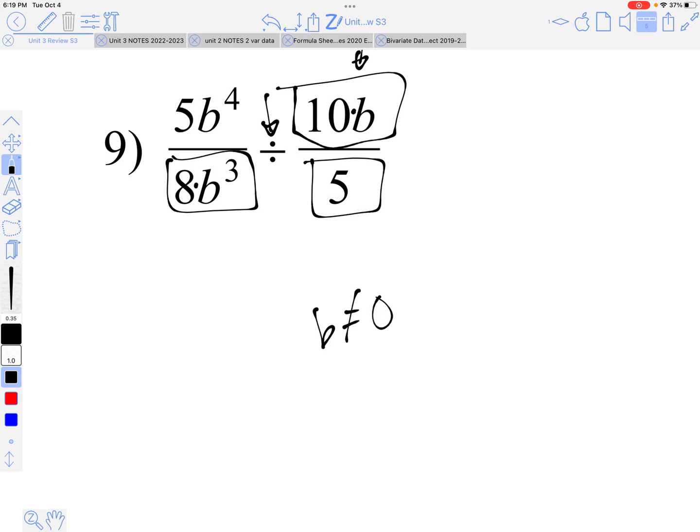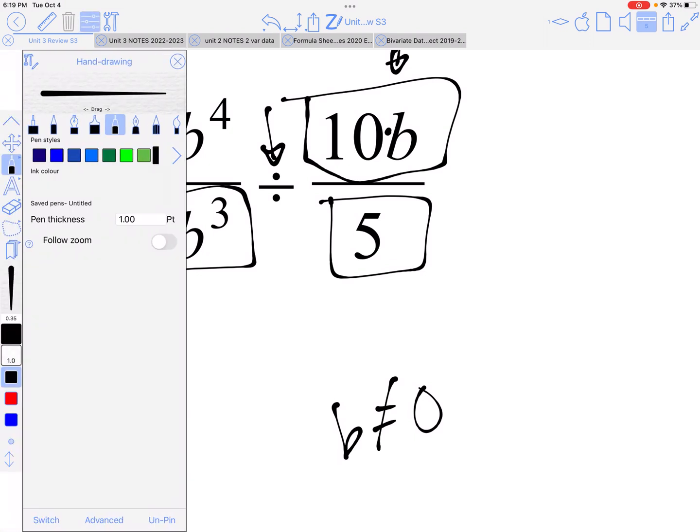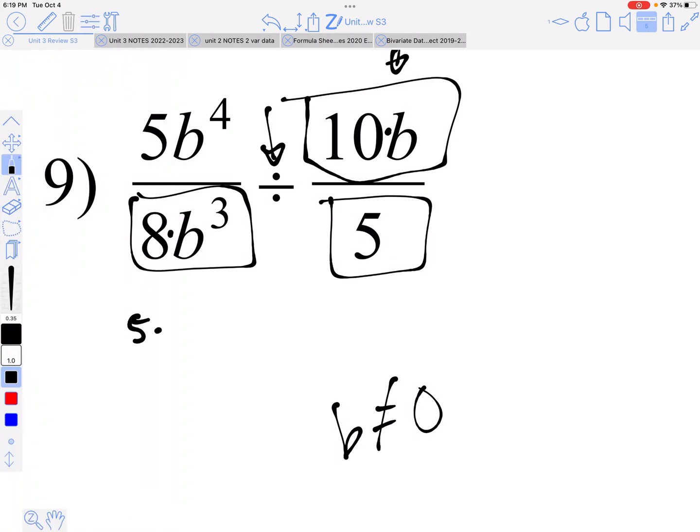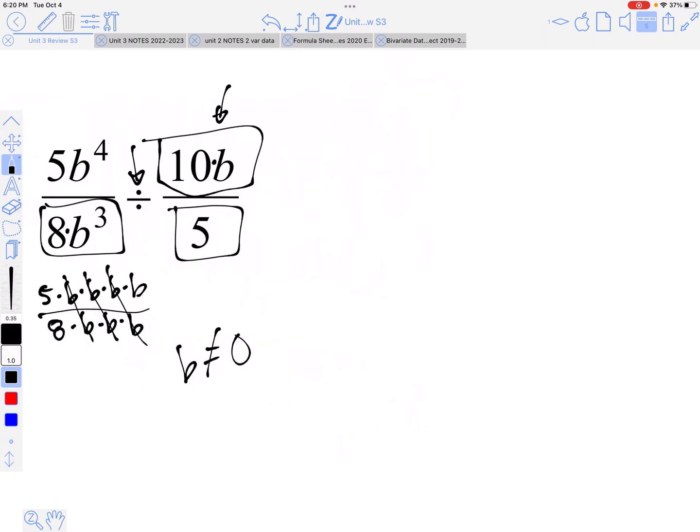So what I'm going to do first is, before I even do anything with division, I'm going to notice that I have 5 times b times b times b times b over 8 times b times b times b. And they're held together by multiplication, so I can divide those out. So the first fraction I'm left with 5b over 8 divided by 10b over 5.